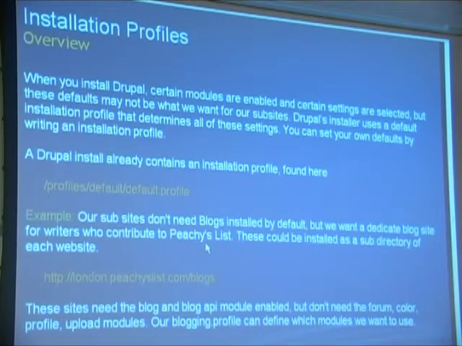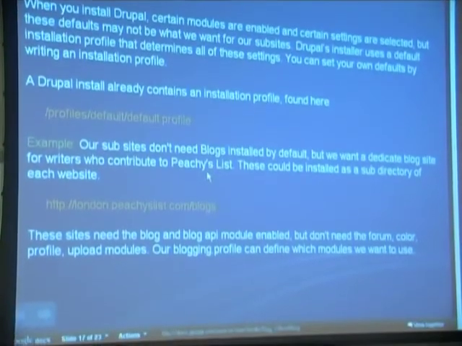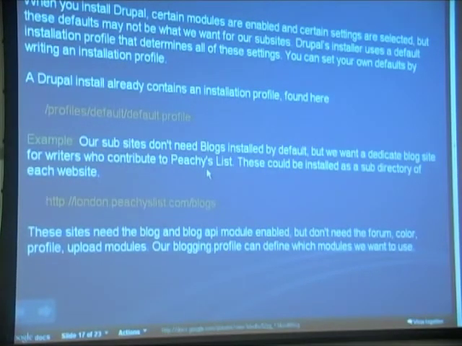So for this example, we've got a subdomain for london.peacheslist.com, and I want to do a subdirectory installation of Drupal again, purely for blogs. And I may want to open this up to writers who are going to write about restaurants in London. So I'm basically going to create another install on top of that install, but I want to limit which features get turned on and off.